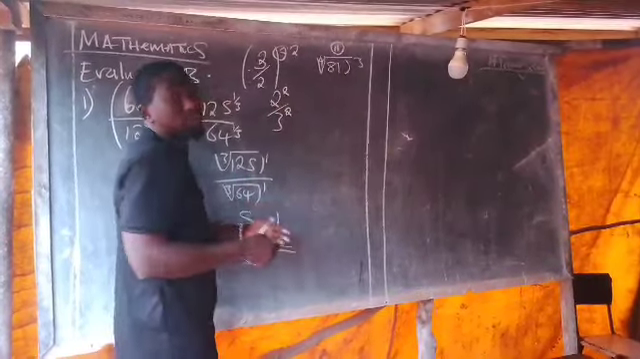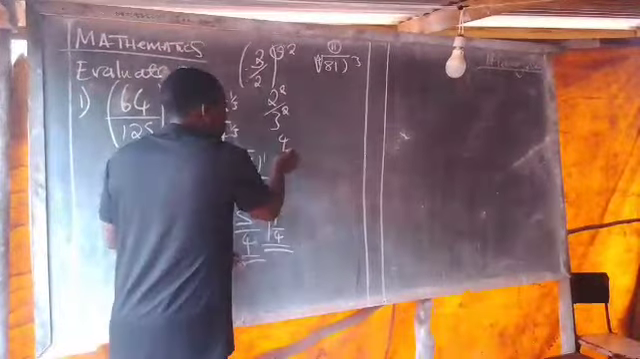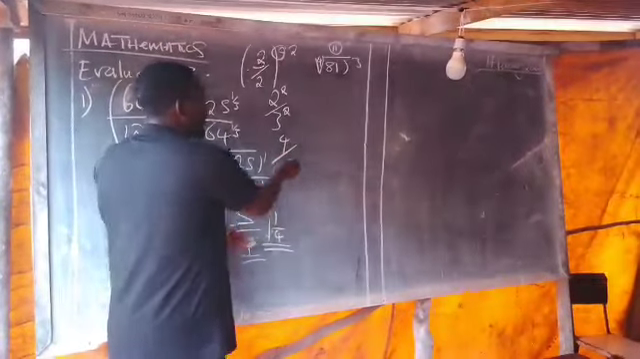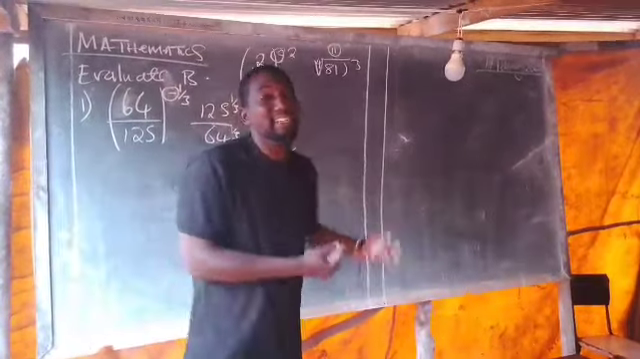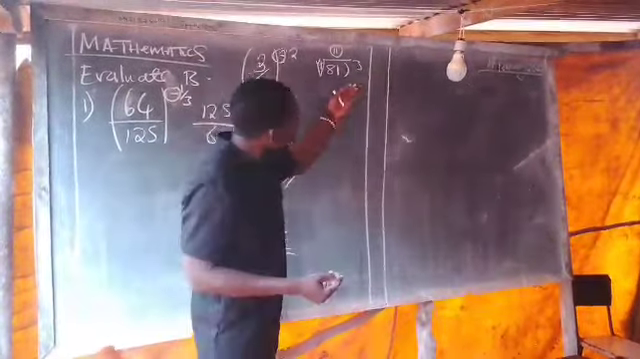2 to the power 2 is 2 times 2, giving us a 4. 3 to the power 2 will give us a 9. As such, we'll leave it there. Please, 9 cannot go into 4, so just leave it there. We progress to this one.